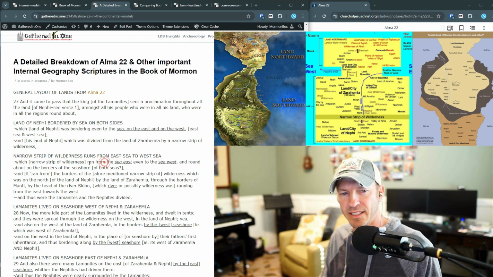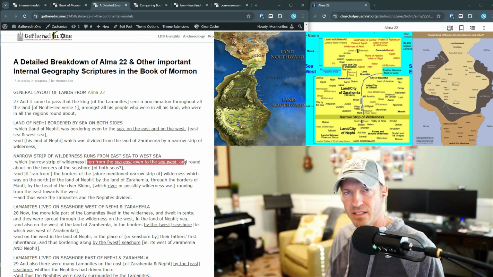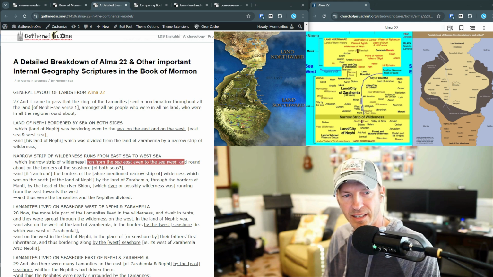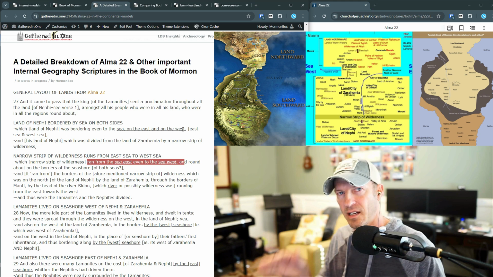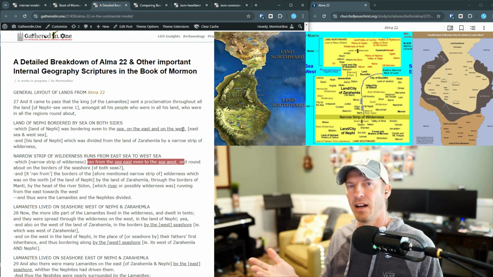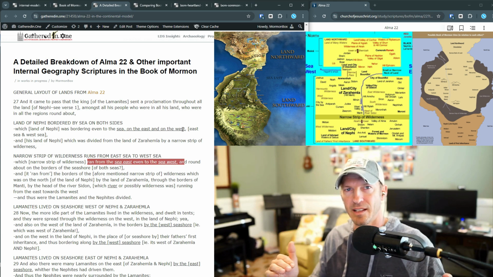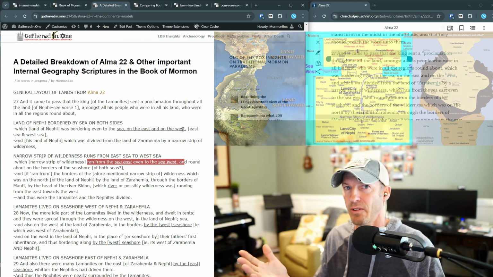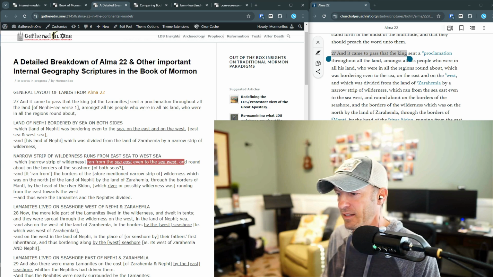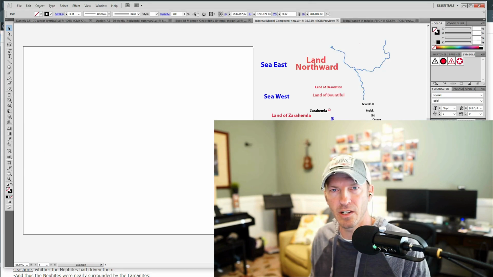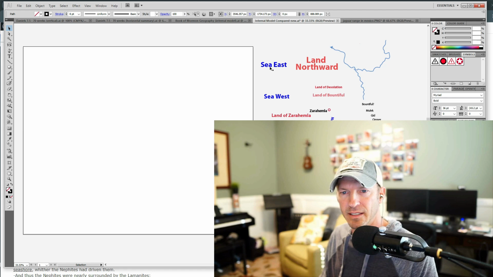We have specifically here, it ran from the sea east to the sea west. So when we go back up here and say, which is bordering even unto the sea on the east and on the west, is it talking about a sea east and a sea west? Obviously, right? I mean, the sea wouldn't just disappear between the narrow strip of wilderness and the land of Nephi. Let's actually draw it so you know exactly what I'm talking about. So we'll open up a little drawing program here. I've got all the elements here.